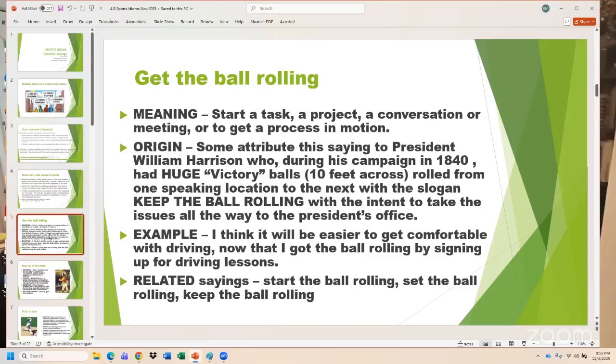President William Harrison, who during his campaign in 1840 had a huge, big, large ball pushed by campaign supporters from one speaking location to the next with the slogan, keep the ball rolling, to take the issue all the way to the president's office.